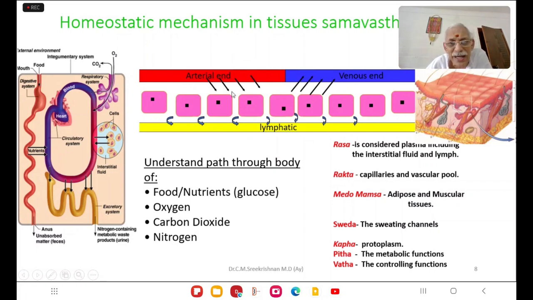Here are the arterial end and the capillaries, and the venous end. The arteries are gradually connected to the venous end. And here is the interstitial fluid at the tissue level. From the arterial end, the nutrition comes to the interstitial fluid. From here, the cell takes this nutrition and waste comes out. From this, the waste goes to the venous end.